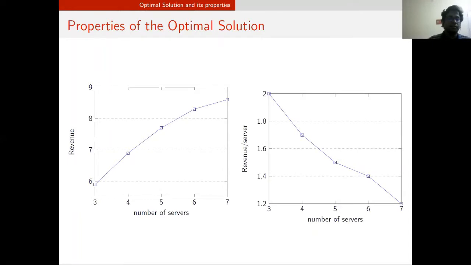In a similar vein, revenue increases as the number of servers increases, whereas the revenue per server actually decreases. So all these are not results that we show by simulation, but these follow from the actual expression of the optimal price, properties of the optimal price.